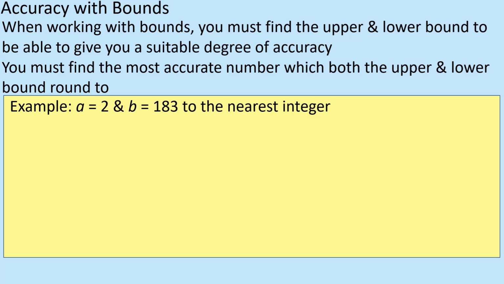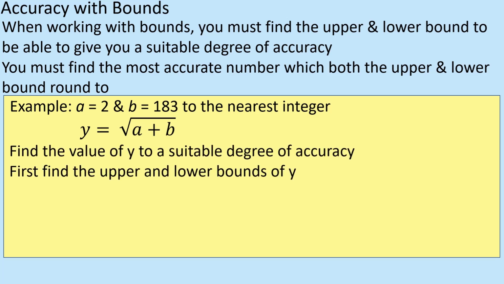So if I said you've got a equals 2 and b equals 183 to the nearest integer, and y is equal to the square root of a plus b, find the value of y to a suitable degree of accuracy. What you've got to work out is: what are the two values of a and b that give me the smallest value, and the two values that give me the highest value, and then round both of those numbers so that I get the same thing. So let's do it.